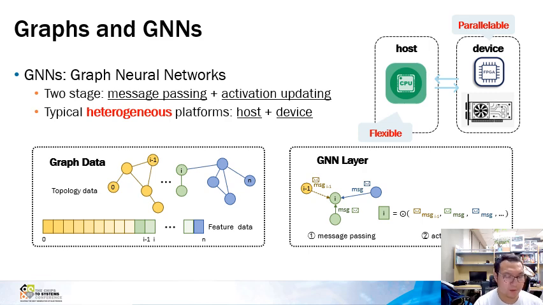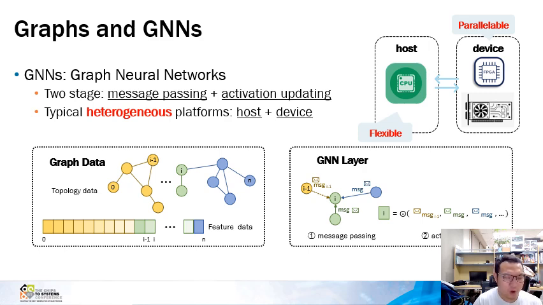So let's start with the basics. What is a graph and what is a GNN? Nowadays, graphs are everywhere, from social networks and molecular structures to transportation networks. They're typically equipped with node features, edge features, and graph topology. GNNs are a type of neural network designed to work directly with graph structures. They can be classified into two main stages: message passing and activation updating.